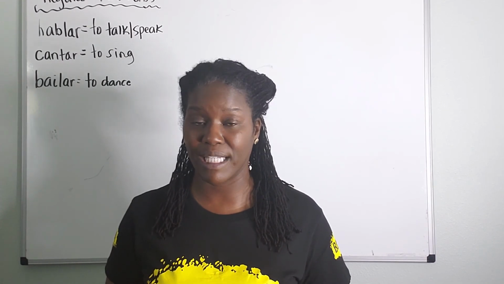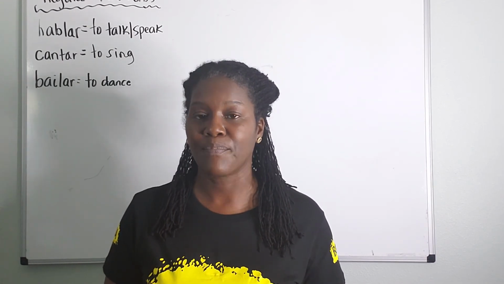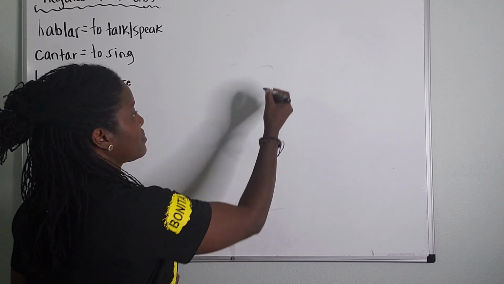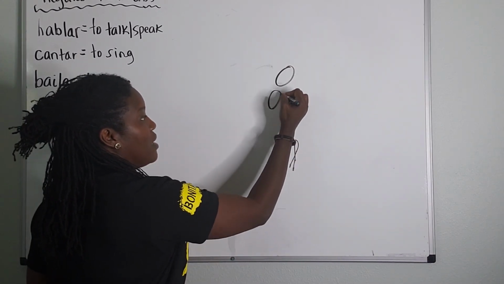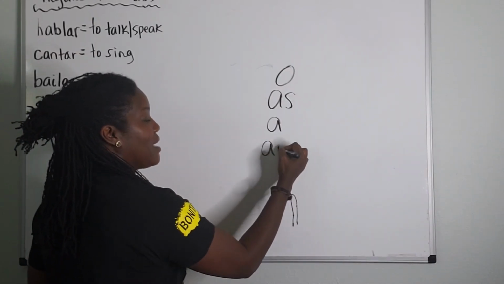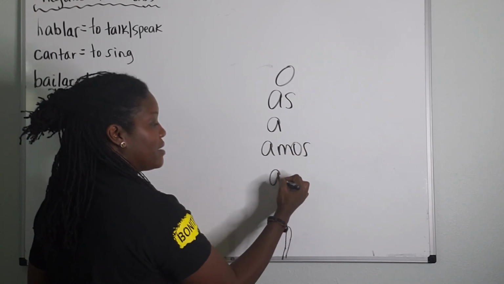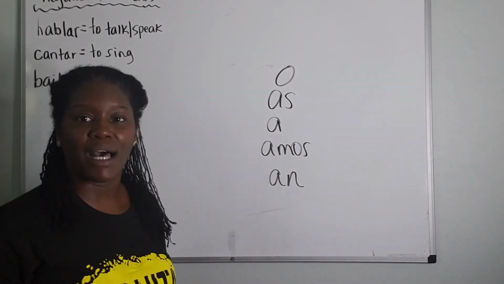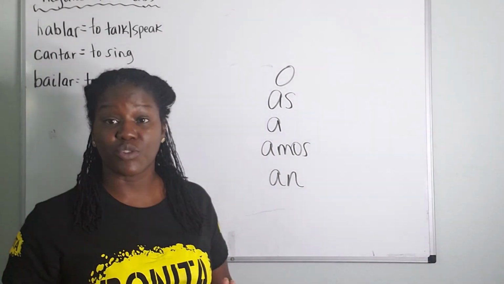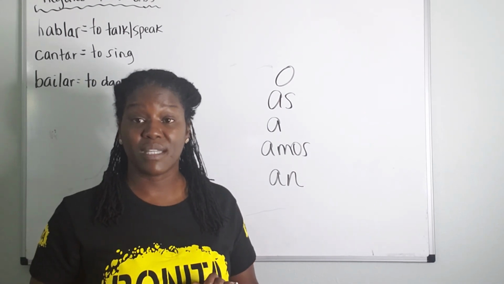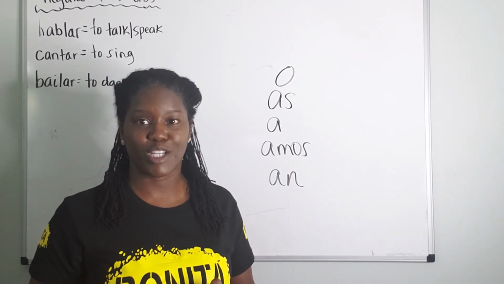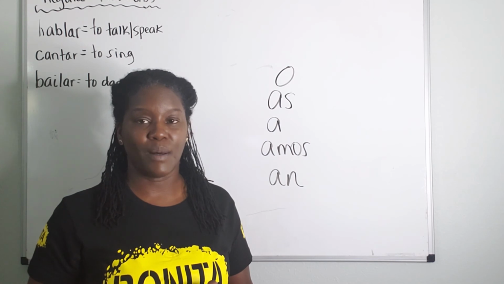And so with Spanish AR verbs, there are 5 endings that you need to remember, and 5 endings only, when you're speaking in present tense. And those endings are o, as, a, amos, an. Those are the only endings you need to know when speaking in the present tense in Spanish with regular verbs.